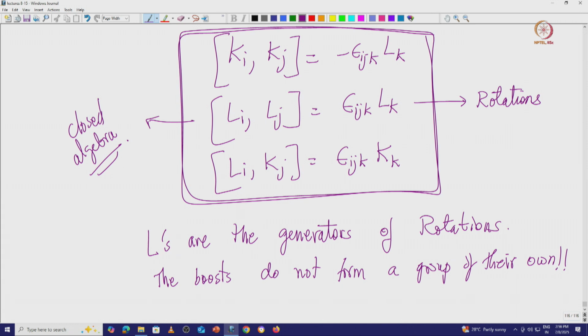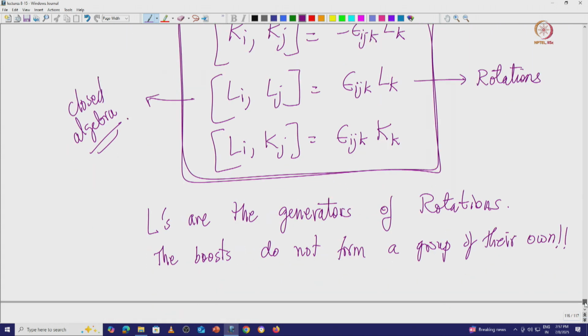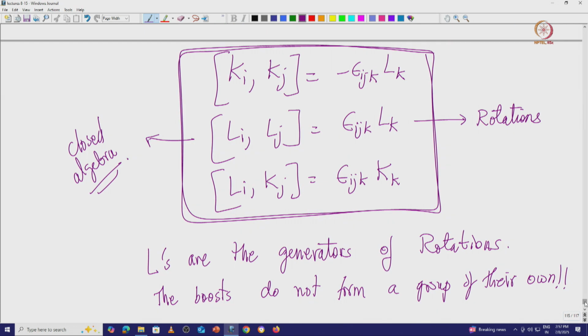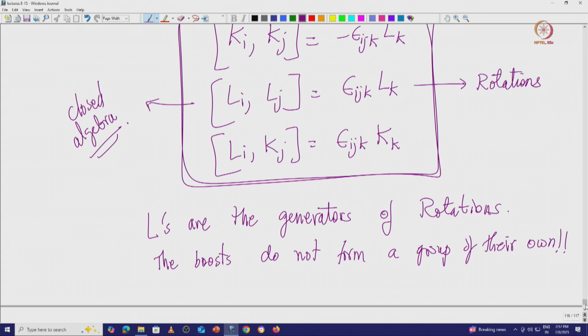So this is important, and I can tell you that it will also be one of the questions in your exam. Whether two boosts give you a rotation, or whether the rotations form a group, it will be related to one of these questions. So remember this, understand this and appreciate this fact. Now from the infinitesimal generators, one can form finite transformations.